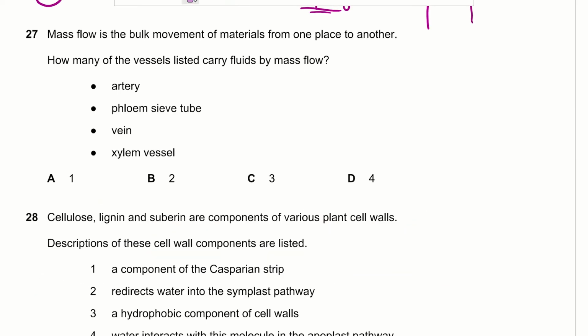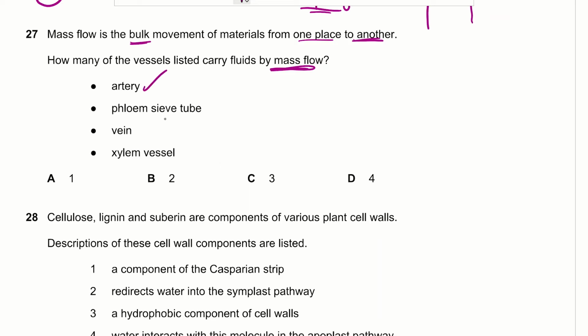27. Mass flow is the bulk movement of materials from one place to another. How many of the vessels listed carry fluids by mass flow? So, as the definition here, the mass flow is the bulk movement of materials from one place to another, technically from source to sink. Therefore, let's see the suggestions that we have here. Let's start with artery. So, artery carries red blood cells and plasma in bulk. Therefore, this does carry by mass flow.